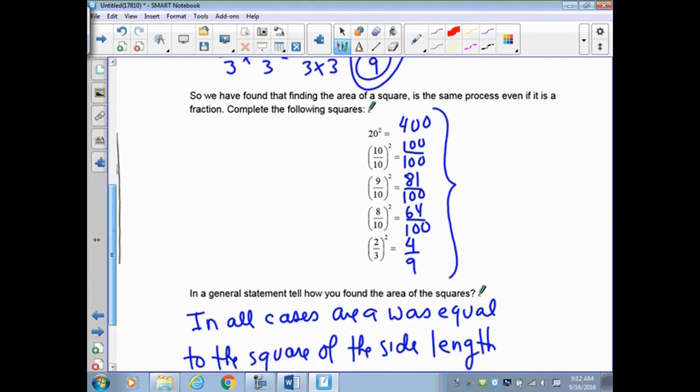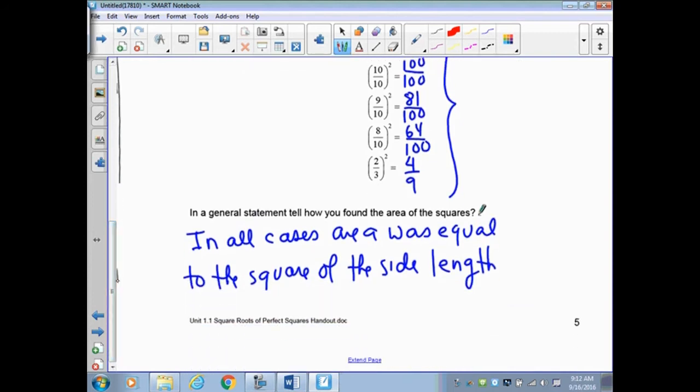So a general statement, how could you tell if you found the area of the square? In all cases, the area was equal to the square of the side length, and in this case, they were all perfect squares. Now, we've gone over that.